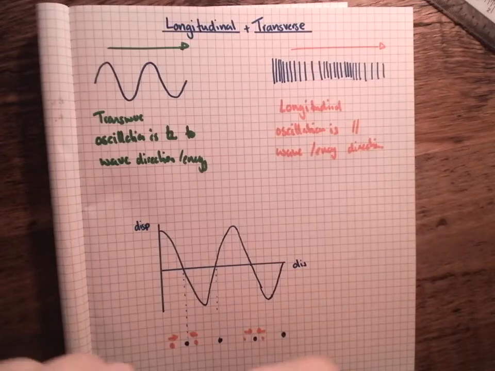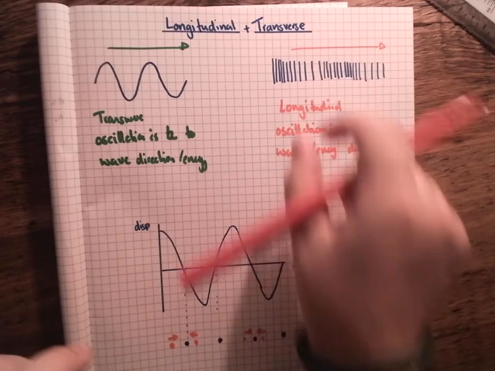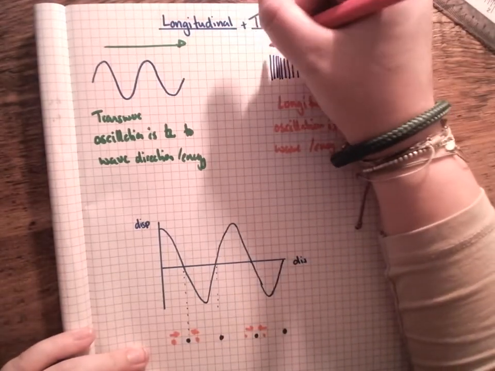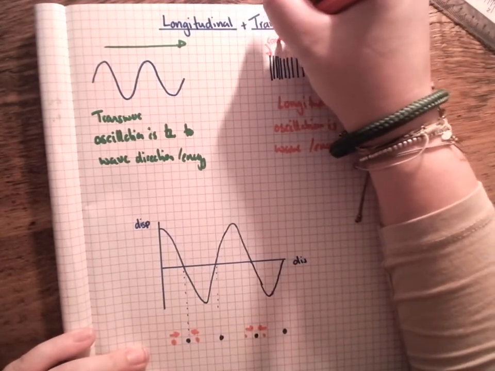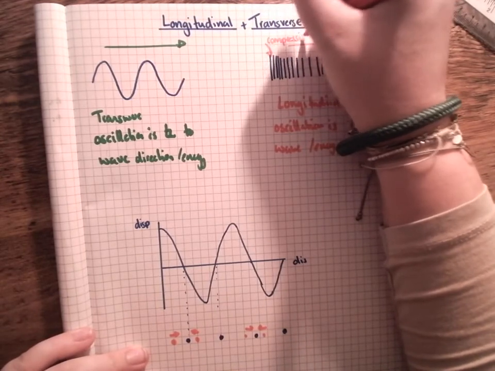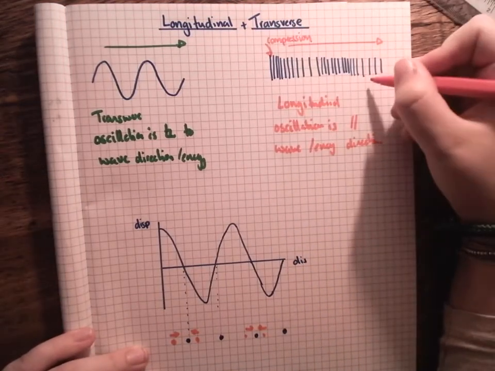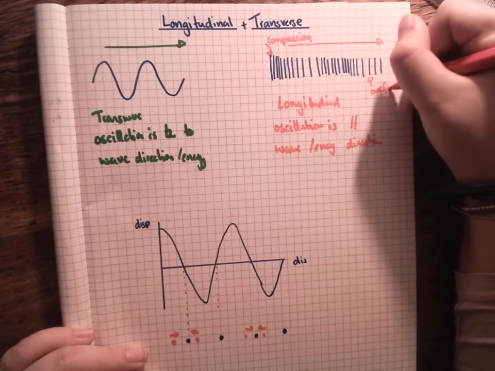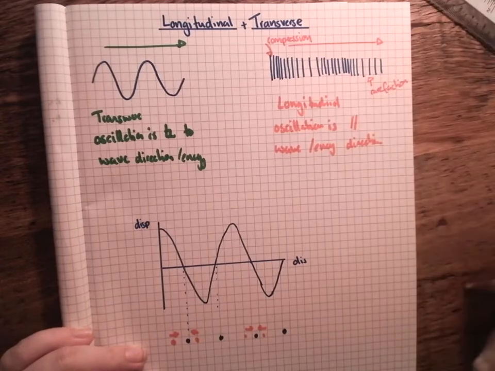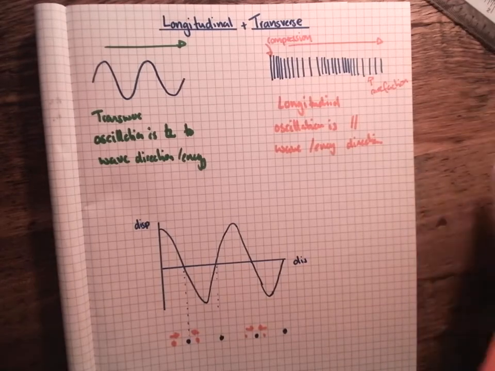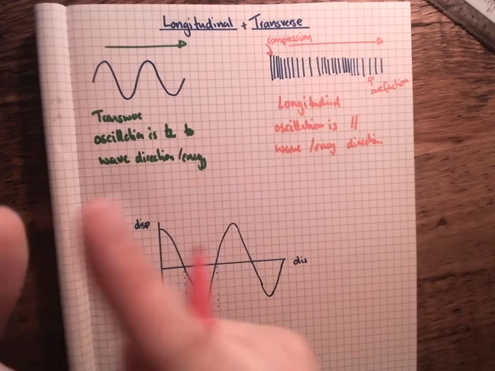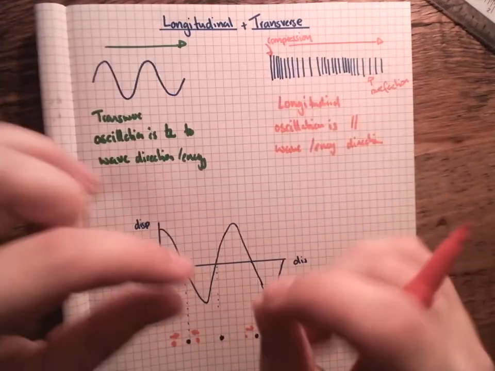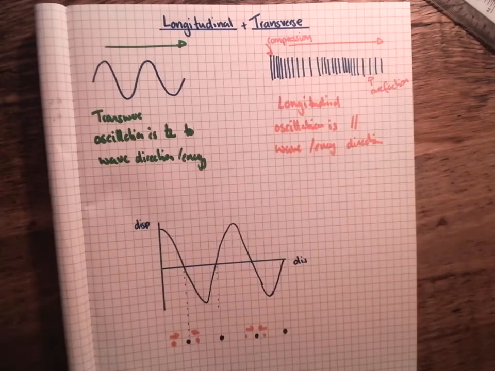Now with the longitudinal diagram, we have those areas where they're really bunched up and really spread out. The areas that are bunched up, we call a compression. And the areas where they're really spread out, we call a rarefaction. Apologies for my accent, rarefaction. So there are areas where they're really pushed close together and then areas where they're really spreading out. Compression is easy because we're compressing it, and rarefaction is when we're spreading it out.